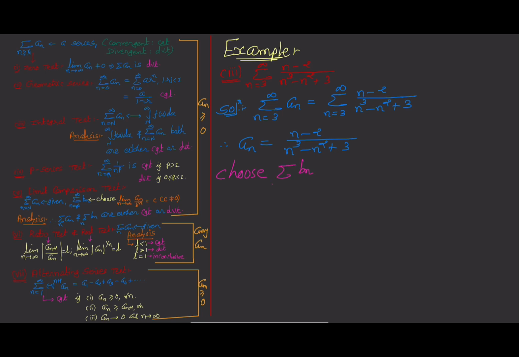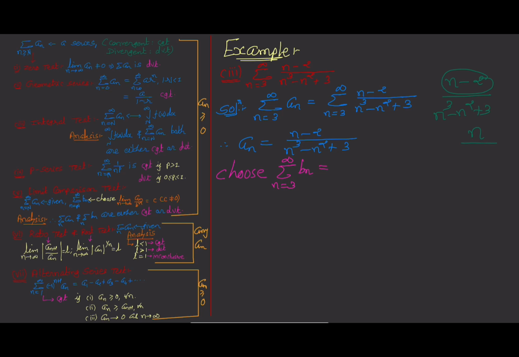So for this particular exercise, choose summation bn, n is equal to 3 to infinity, such that, now see how I am choosing the new series. Observe summation an. It contains two things: it has a numerator as well as a denominator. What is the numerator? The numerator is n minus 2. What is the denominator? n cube minus n square plus 3. Now observe the numerator. In the numerator, we have two terms, one is n, another one is 2. So the maximum degree term is this n. So let us choose n first. So from the numerator, I am choosing n.